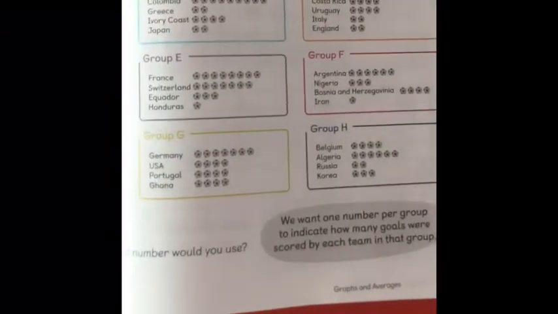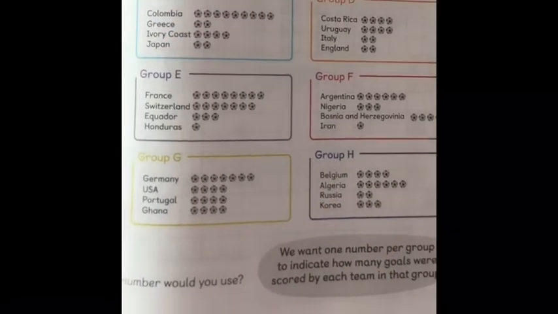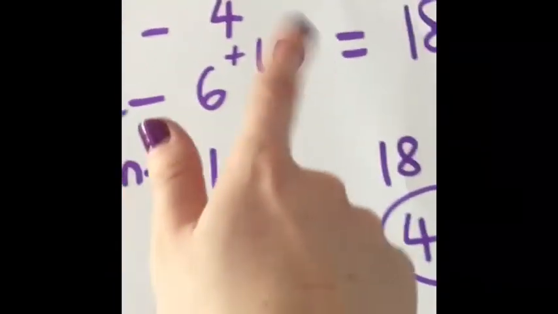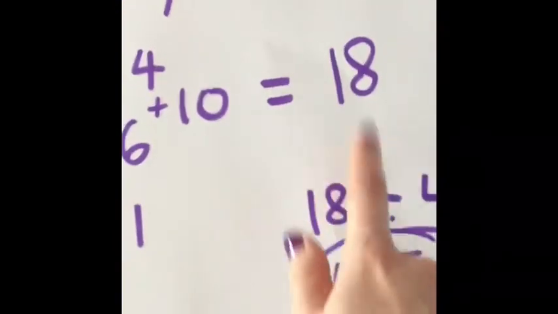Using the same method as earlier, I'm going to find out how many goals they scored. All I did was count the footballs. You'll have this in your resources. Brazil got 7, Mexico 4, Croatia 6, and Cameroon 1. Straight away, I looked for my number bonds to 10, and I had 6 and 4, which made 10. 10 plus 7 is 17. 17 plus 1 is 18. So I know they have 18 goals.